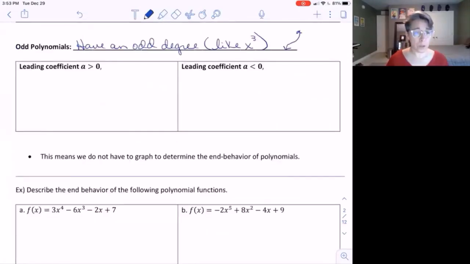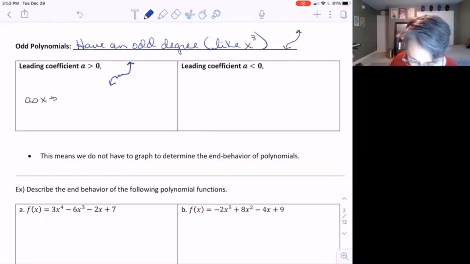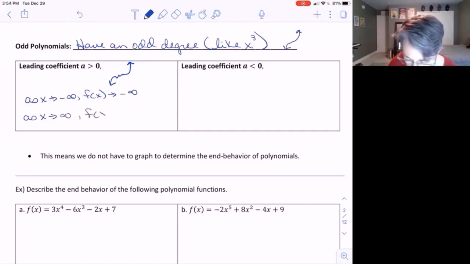So for an odd polynomial, if the leading coefficient is positive, then regardless of what happens here in the middle, it's going to increase from left to right. So as x is approaching negative infinity, f of x is also approaching negative infinity. As x goes towards the right, towards positive infinity, f of x also goes towards positive infinity.